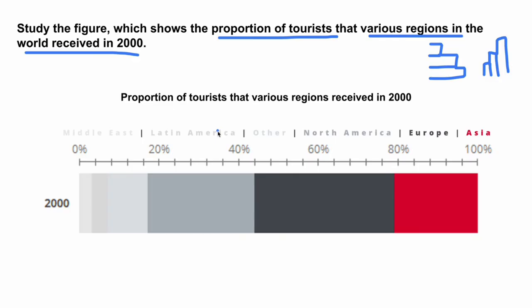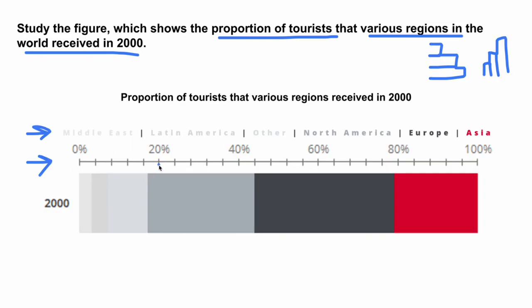In this case, what we need to pay attention to is this, the name of the region. We also need to pay attention to this, the scale. So the name of the region actually tallies with the color here. It's laid out corresponding to the region above. So Middle East is this color, Latin America is this color, so on and so forth.